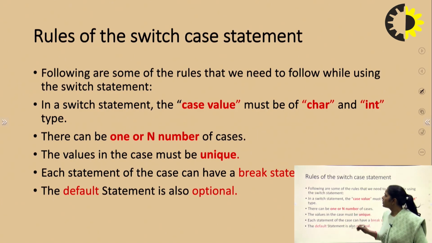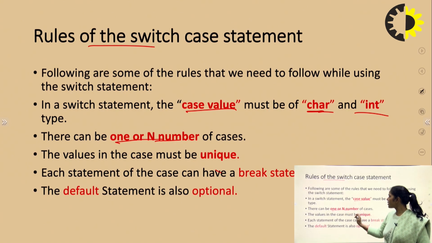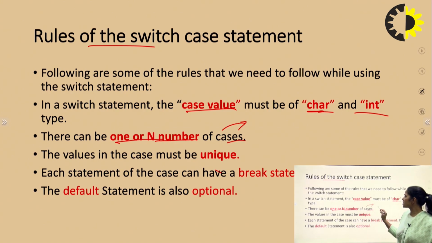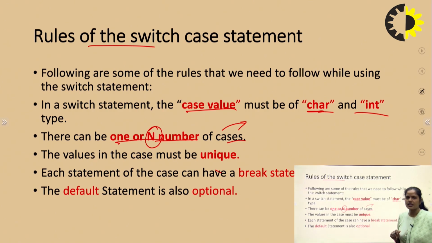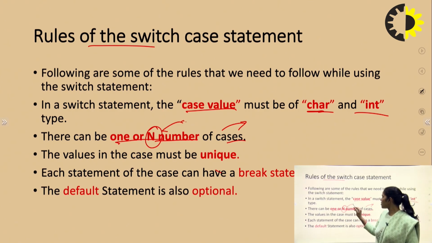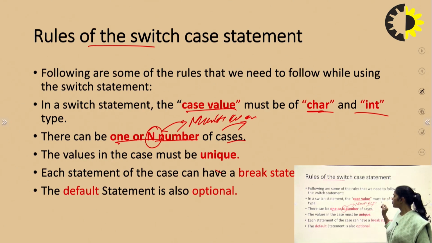So what is the rule? The rules we already discussed. Basically, in a switch statement the case value defines the expression choice of the switch statement. It may be a character, it may be an integer, right? There can be one or more, you can say n number of cases. There is no limit that you have only 1, 2, 3, 4, 5 and 6. You can have up to n number of cases, right? That's why it is called a multi-way branching statement.